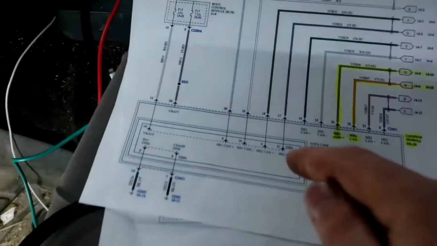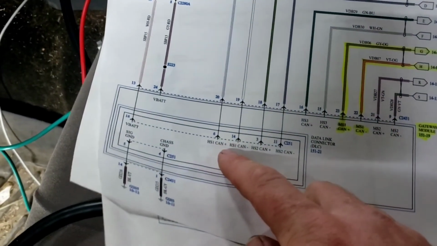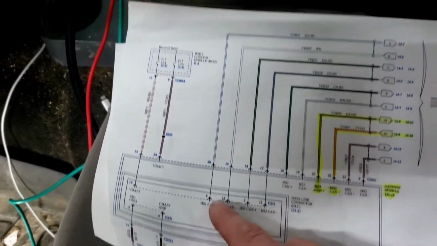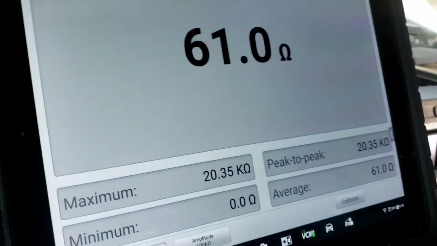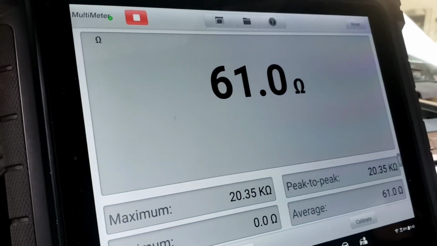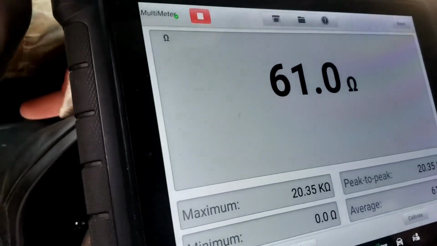All right, I do wanna show you if I go across high-speed CAN 1, pins 6 and 14, because that's the term resistor, and the other one's on a different module, probably the ECM or something. We'd have to look at the chart. Well, guess what? I get my 60 ohms, plus or minus a few ohms. So that would be a good one, but that's not the bus we're on.